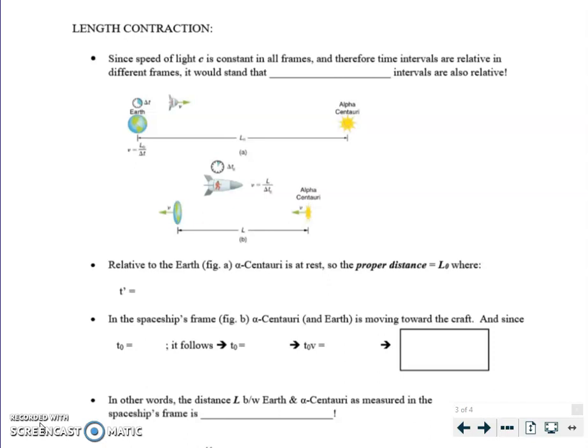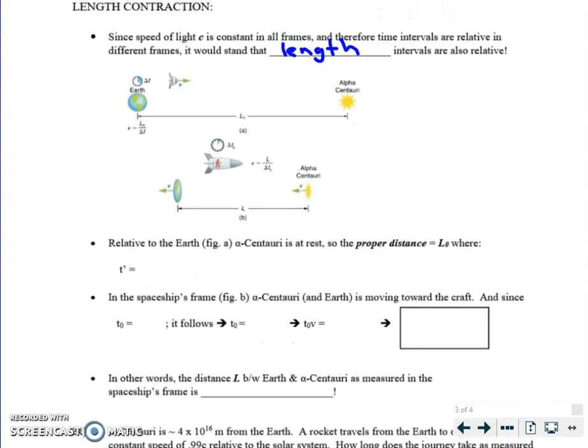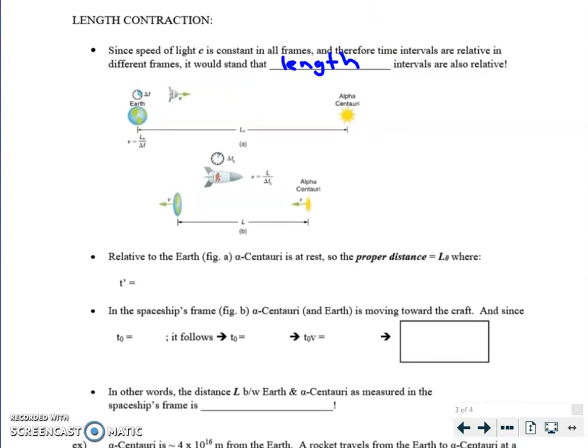So as I mentioned in the first bullet, since the speed of light is constant in all frames and therefore time intervals are relative in different frames, it would stand that length intervals are also relative. So we're going to look at and derive an equation for how you measure length in two different frames of reference. And there's going to be a proper length and an L prime, just like we had for time.